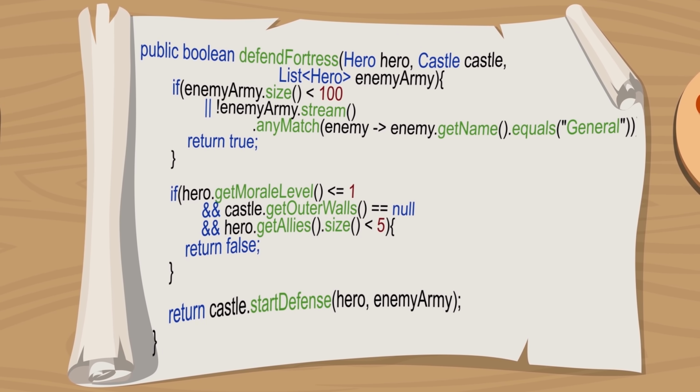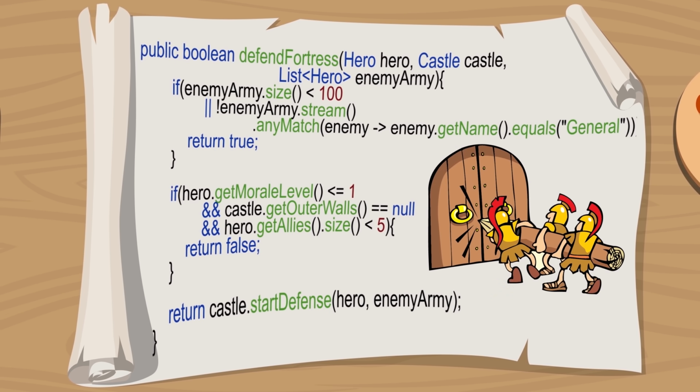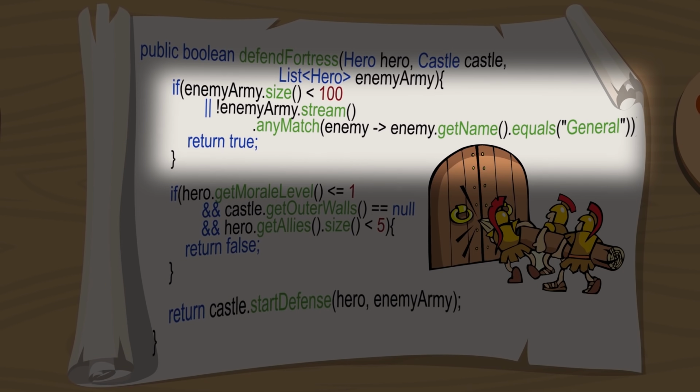In this example, our hero and his army will be trying to protect their castle against a siege. Before the actual defense takes place though, the game seems to check some stuff, just in case. Okay, so we check that the size of our enemy's army is below 100. Then we go through each of the soldiers and check whether that guy's name is general. And when the first one is true or the second one is false, we return true.